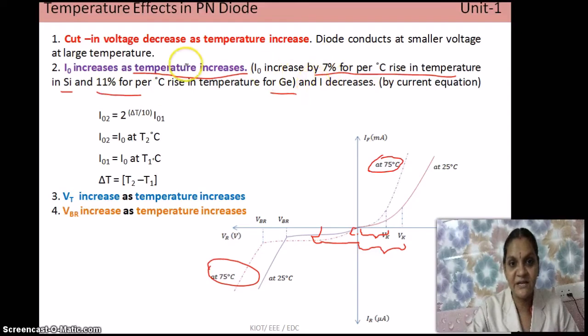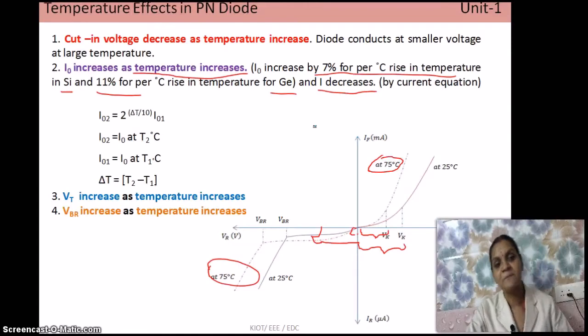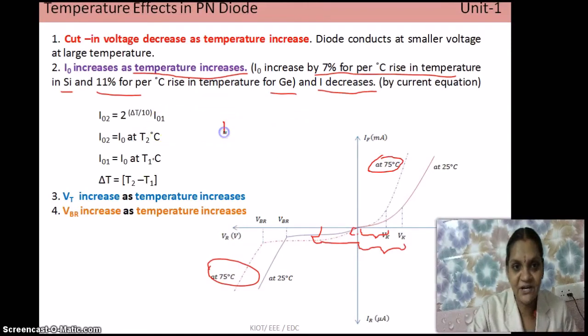As I0 increases, what happens to I? What is the conclusion for I? I decreases. If I0 increases, why is I decreasing? This is with respect to the diode current equation. What do you know about the current equation? I is equal to I0 times the bracket, e to the power V divided by eta V suffix T, minus 1. This is the diode current equation.